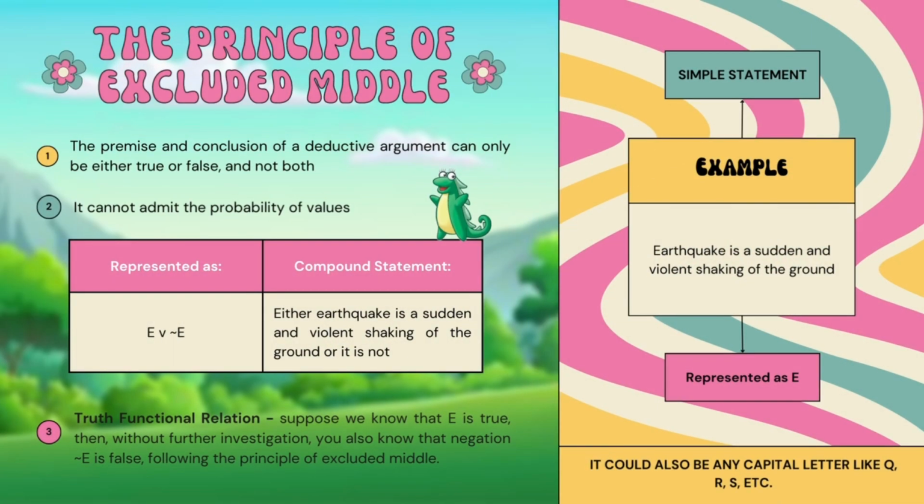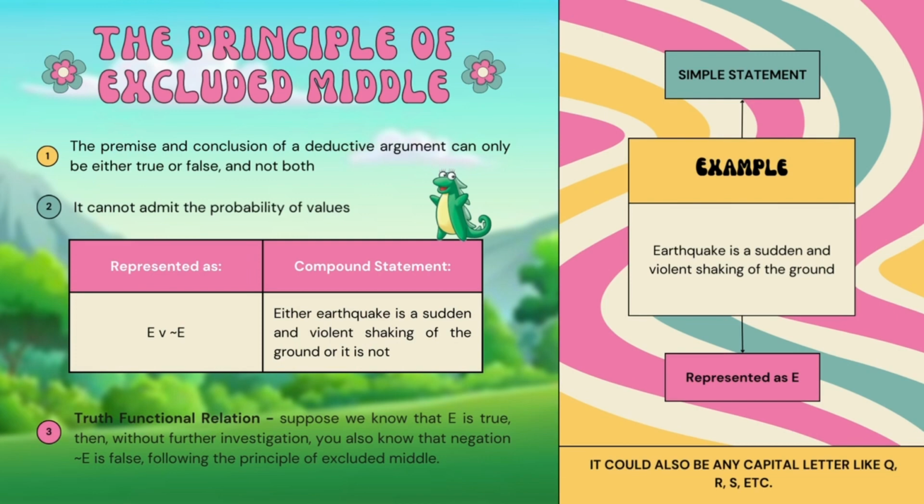This guarantees that the truth value of any statement like E is either true or false only. This means that the premise and conclusion of a deductive argument can only be either true or false and not both. Thus, it cannot admit the probability of values. The principle can be represented as E or not E. Either earthquake is a sudden and violent shaking of the ground or it is not. You do not have a third truth value.